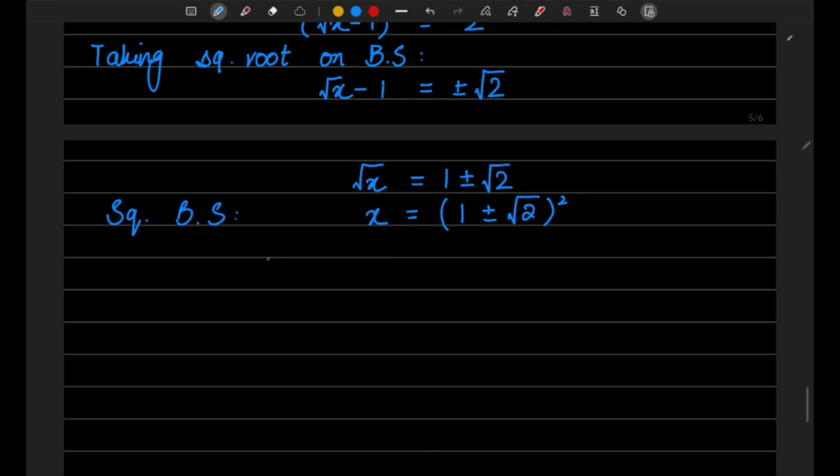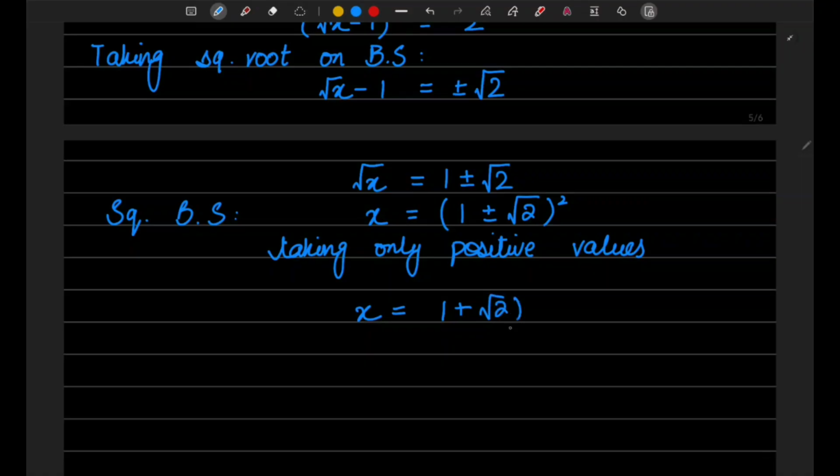Okay, so taking that, x will be equal to (1 plus root 2) squared. A squared would be 1, b squared would be 2, plus 2 times root 2. So it will become 3 plus 2 root 2.